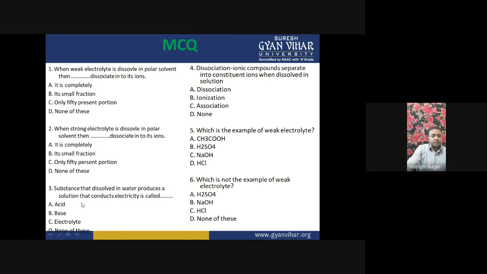And question number three: a substance that dissolves in water and produces a solution that conducts electricity is called what? So when a substance dissolves in water and conducts electricity, what will it be called? Acid, base, electrolyte, or none of these. So this will be called an electrolyte, because an electrolyte conducts electricity.